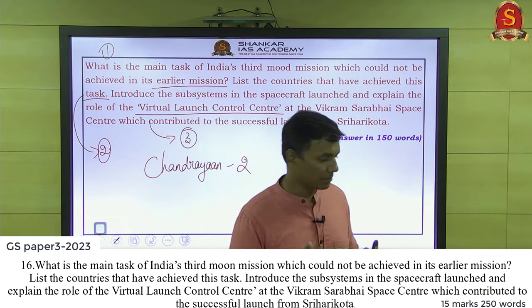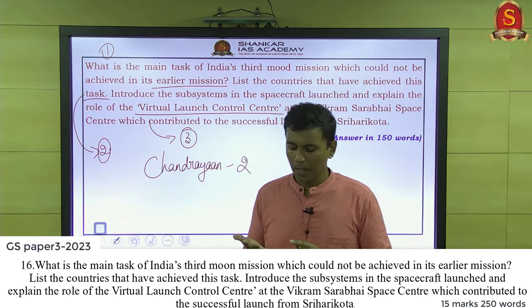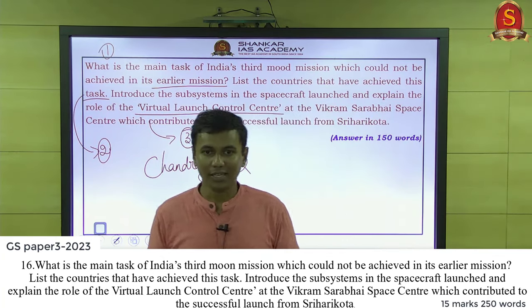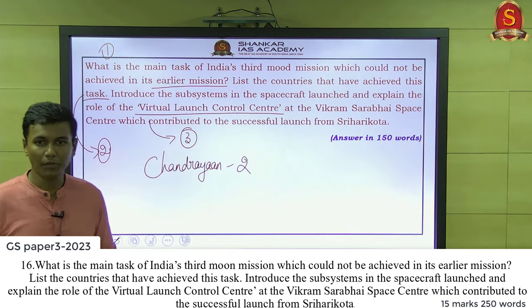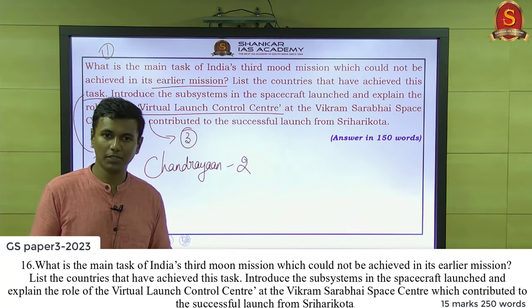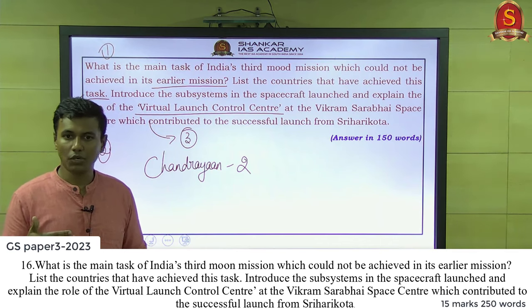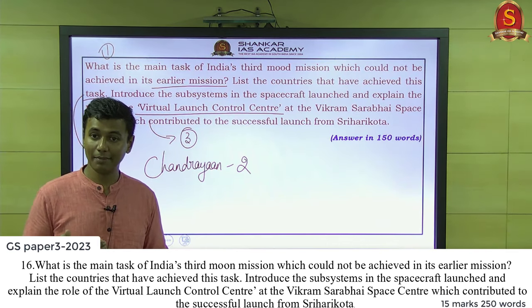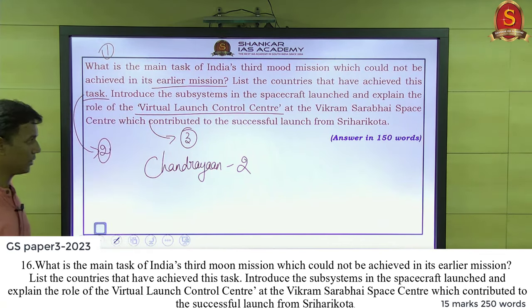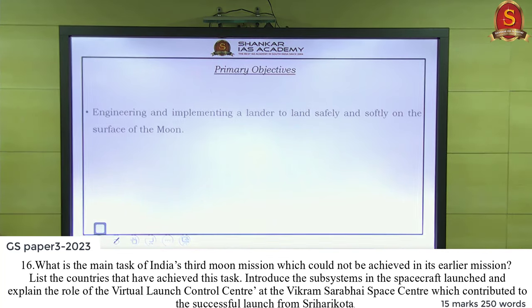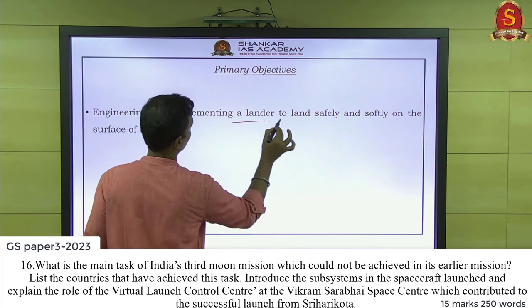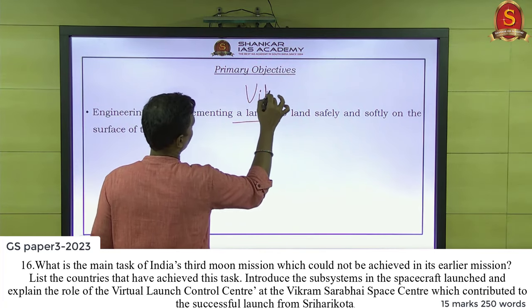We all know that Chandrayaan was mainly sent to demonstrate the lander and rover. Along with that, we wanted to perform certain in-situ experiments. That is, we wanted to test the soil composition. We wanted to learn about the temperature on the moon and everything. So, I put it in different points here. Three main objectives. First one is engineering and implementing a lander, which was named Vikram.